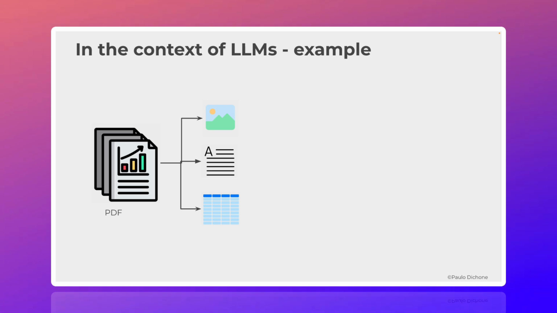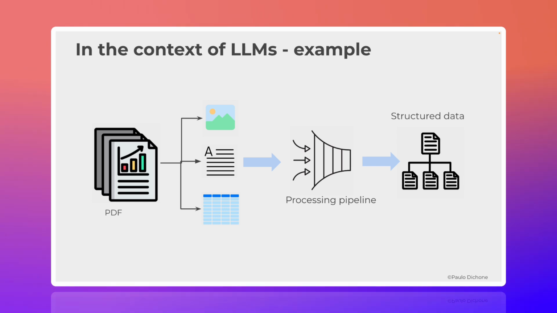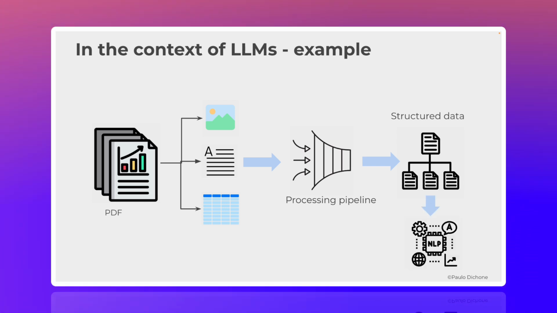Now, to make this data useful for an LLM, each one of these components needs to be identified, extracted, and then converted into a format that the large language model can process. In this case, it would be plain text for text sections, structured JSON for tables, or metadata for images. This is what LLMs actually understand.